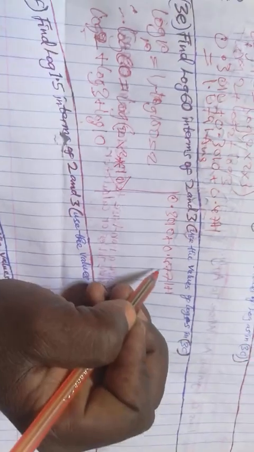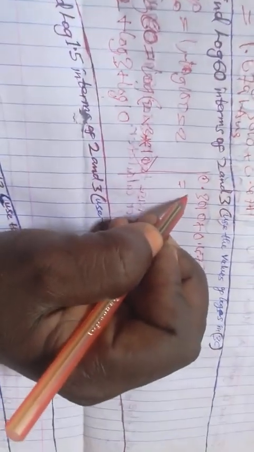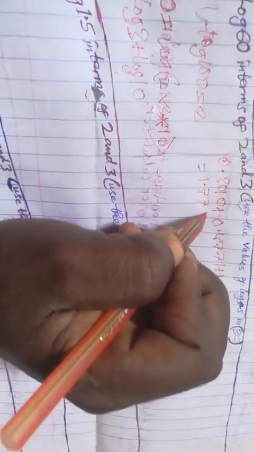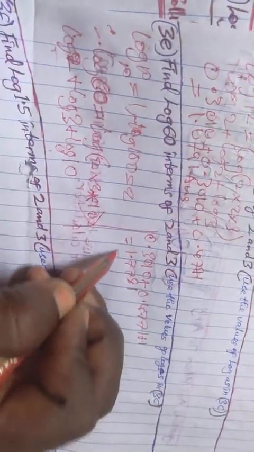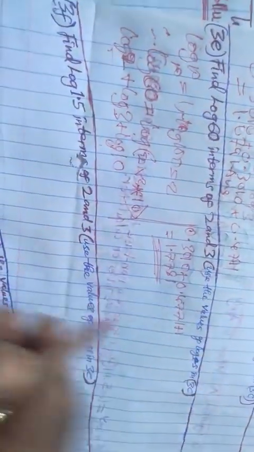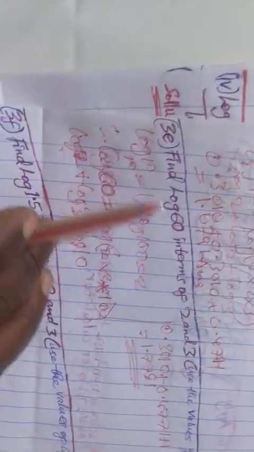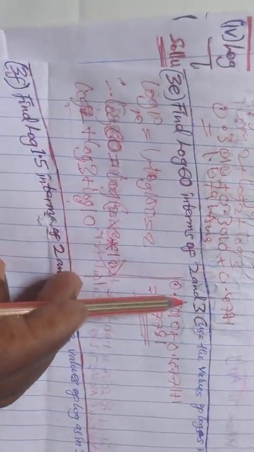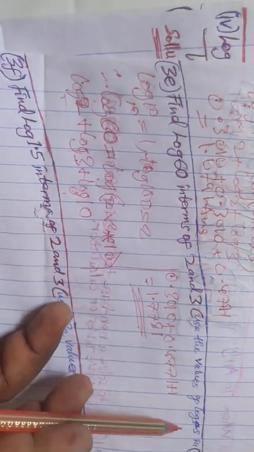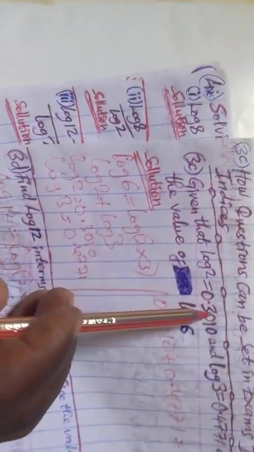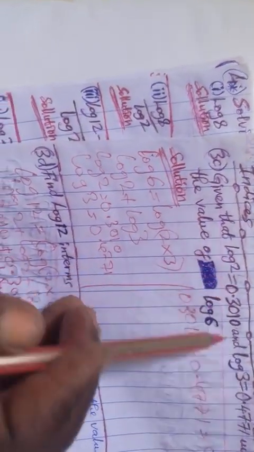Now if you add this, you get 1.7781. This is the answer for question number 3e. We find the log of 60 in terms of 2 and 3, using the values of logs in 3c. So we are going to question number 3f.